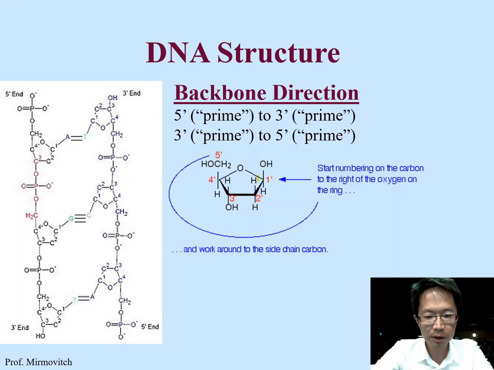The 1' carbon is here. The 2' carbon, remember, is the carbon that determines whether it is deoxyribose or ribose. In this case, you can see that it is connected to the hydrogen atom, so this is a deoxyribose. If it is an RNA molecule, a ribose sugar, it will be connected to a hydroxyl group, OH group.